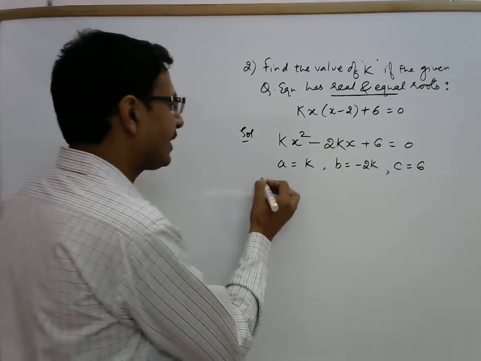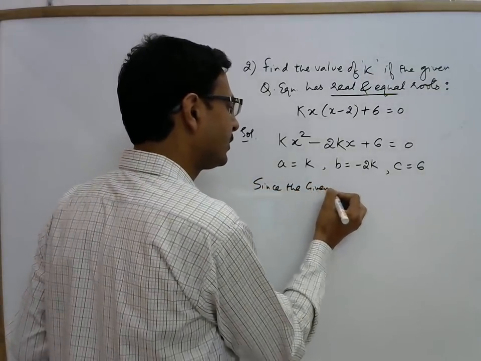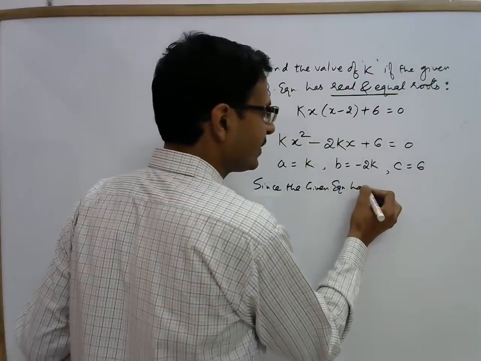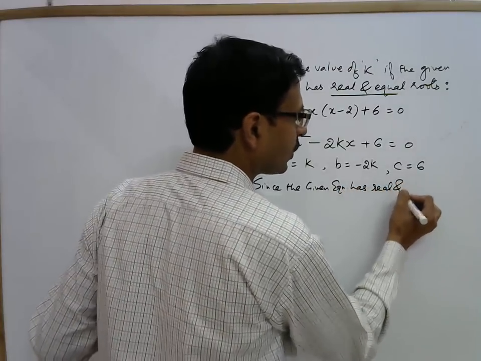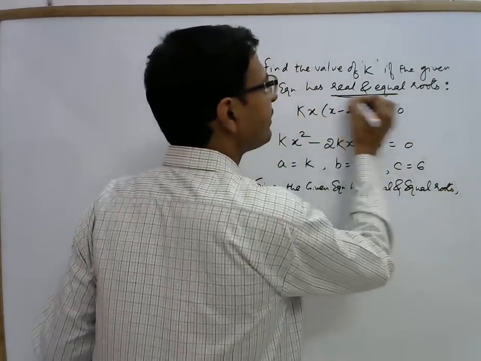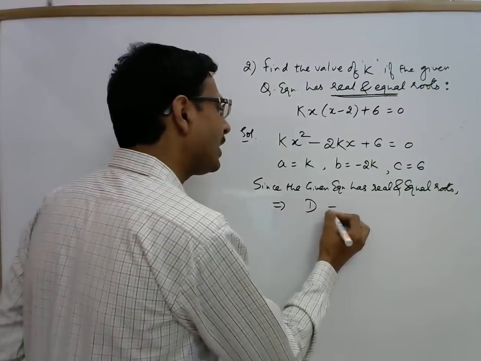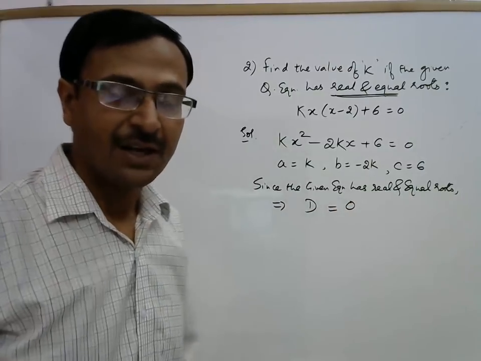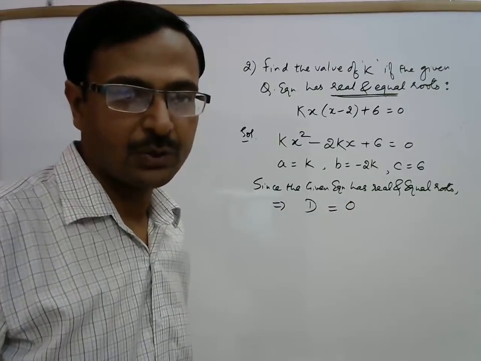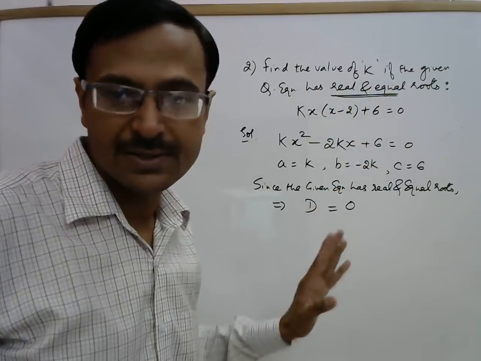Now we will write the condition. Since the given equation has real and equal roots, see, it is given real and equal roots. That implies the discriminant should be equal to 0. Now, this is the condition which I have told you in the beginning of the video, that whenever the roots are real and equal, the discriminant should be 0.